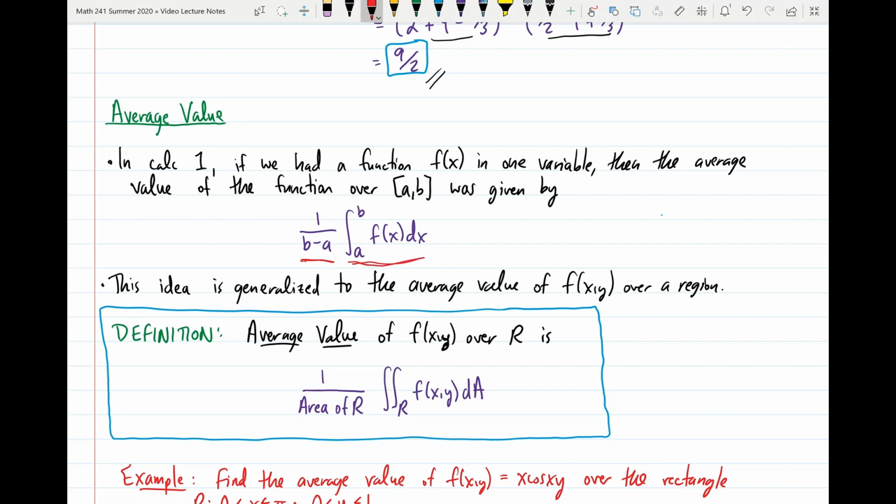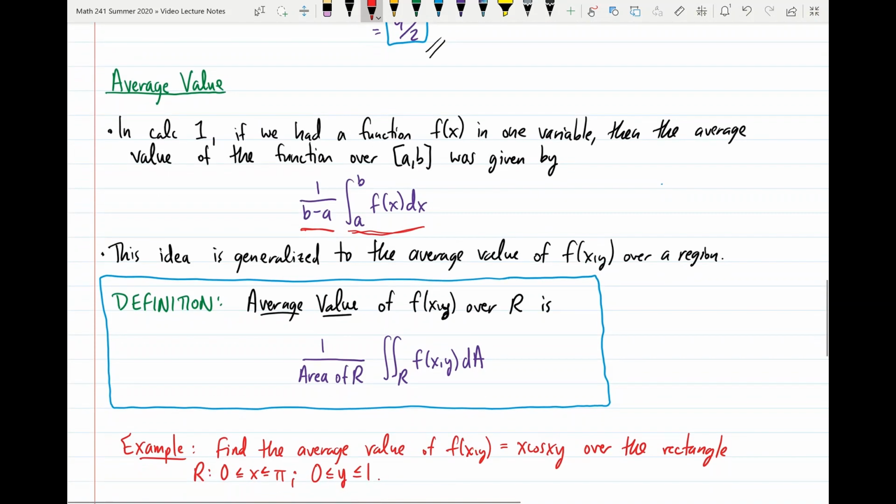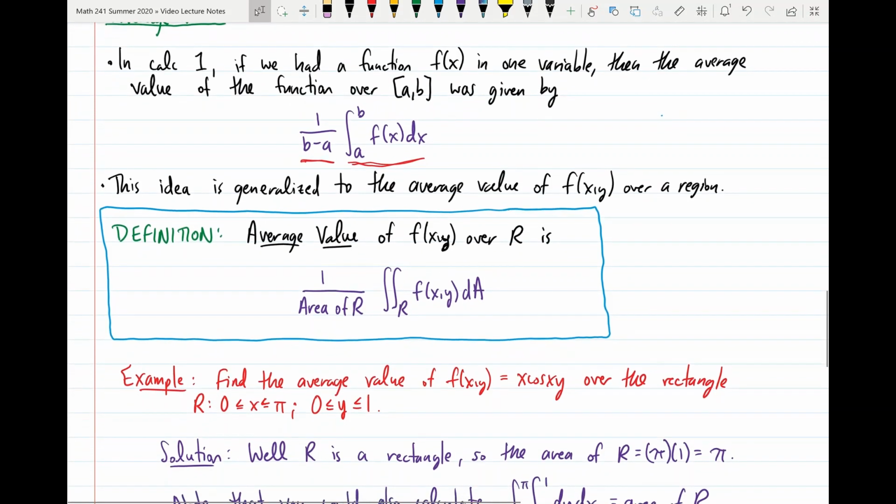So intuitively, the way to think about this is you're taking the integral over the interval from a to b, and then you're dividing that result by the size of your interval. And that intuition is going to generalize over to the definition for average value for functions in two variables. So let's get down to that now.